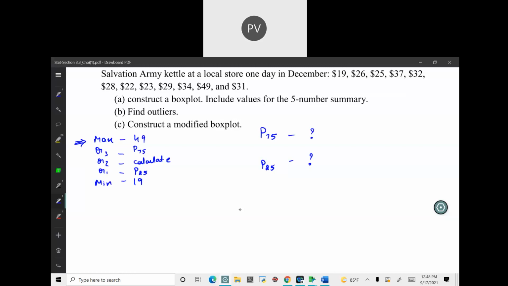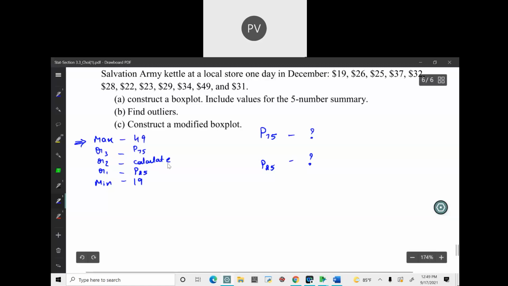I am planning to do a test 1 review on Monday also, but let's see. So that's your section 3.3. We have just one problem left, and we will be completing this on Monday.